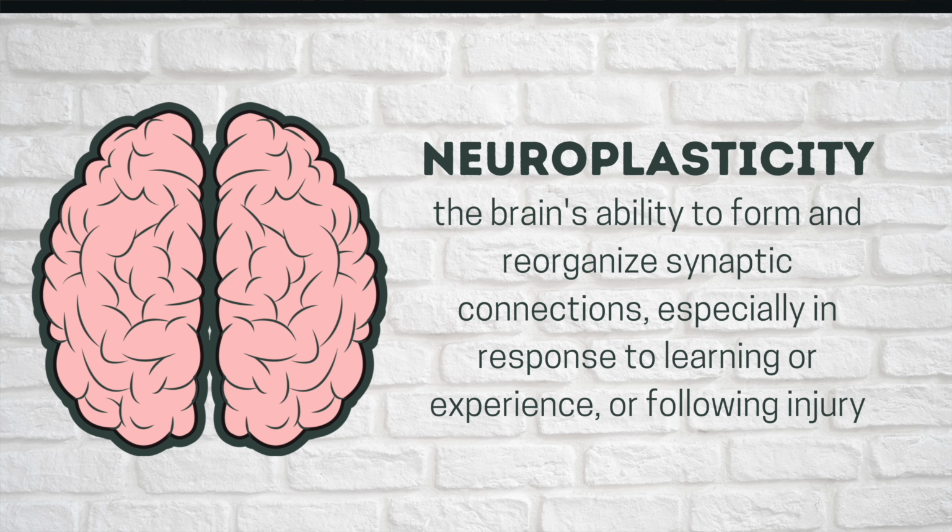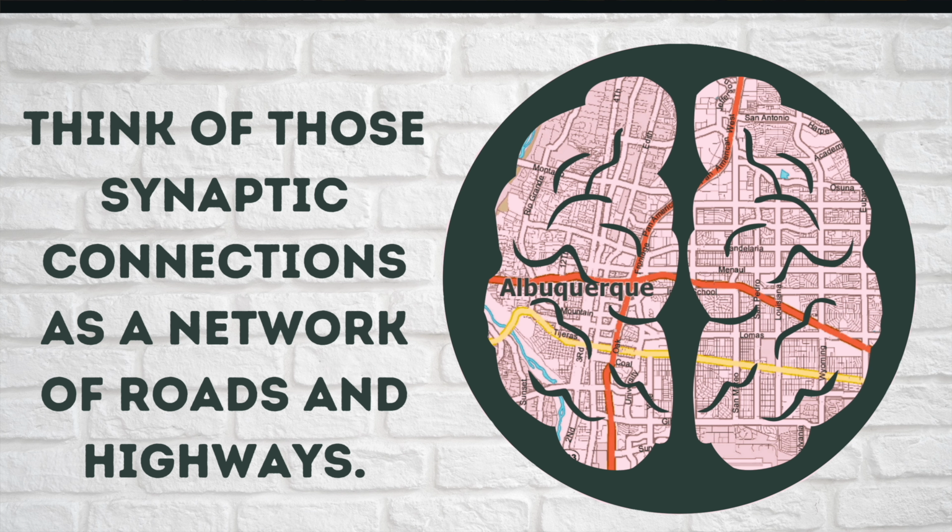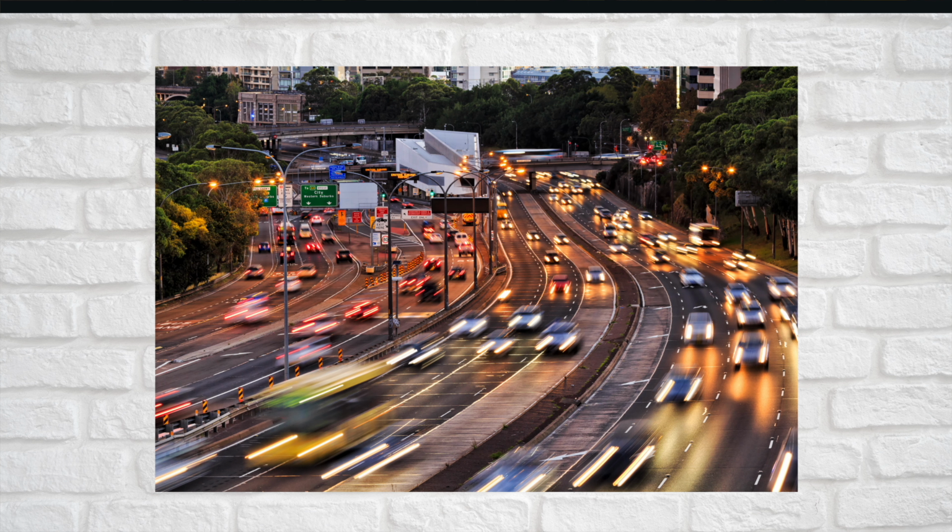Neuroplasticity is the brain's ability to form and reorganize synaptic connections, especially in response to learning or experience, or this can also happen following an injury. So think of these synaptic connections as a network of roads and highways. The behaviors that we engage in most often are really easy for us to do because the synaptic connections in our brain are like multi-lane highways where traffic flows freely, and it's really easy to just jump on the freeway and get to where you want to go.